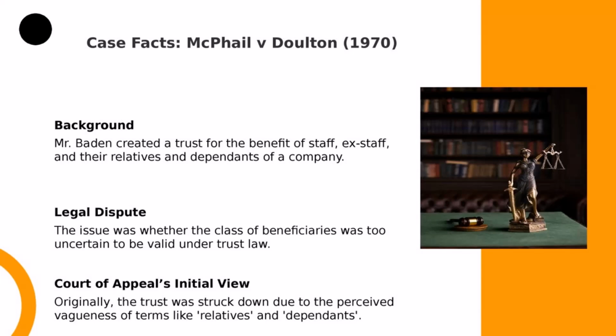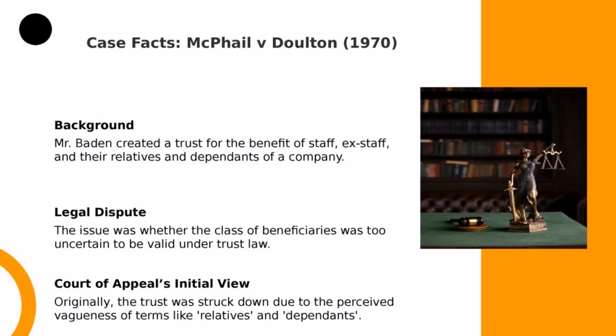Now, there obviously was a dispute, which is why we have the case law coming out. So the issue was whether the class of beneficiaries was too uncertain to be valid under trust law. So when it gets to a bigger class of people, is that too many? Is it too vague? Is it too wide? Is it not really getting it down to who it could or could not be?